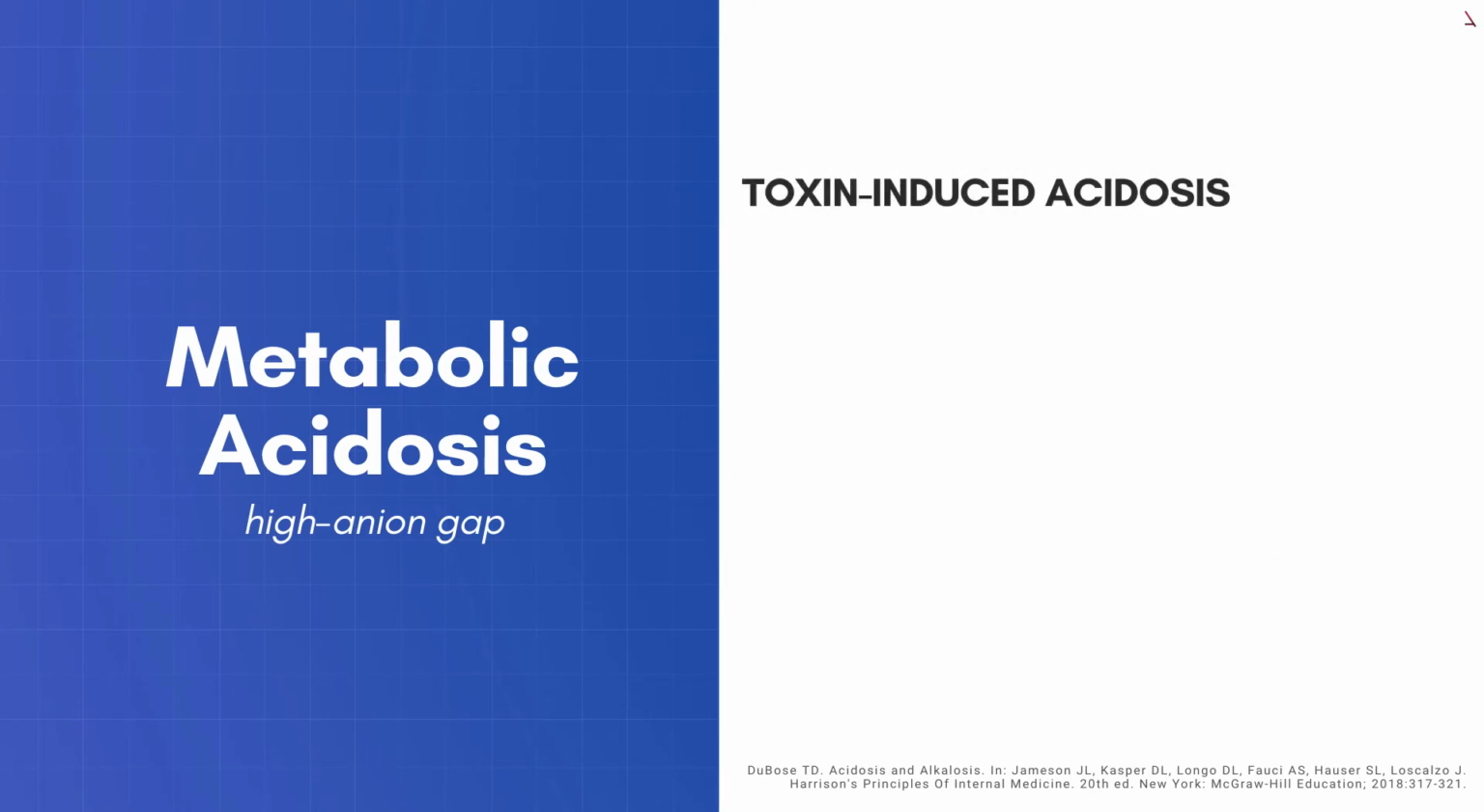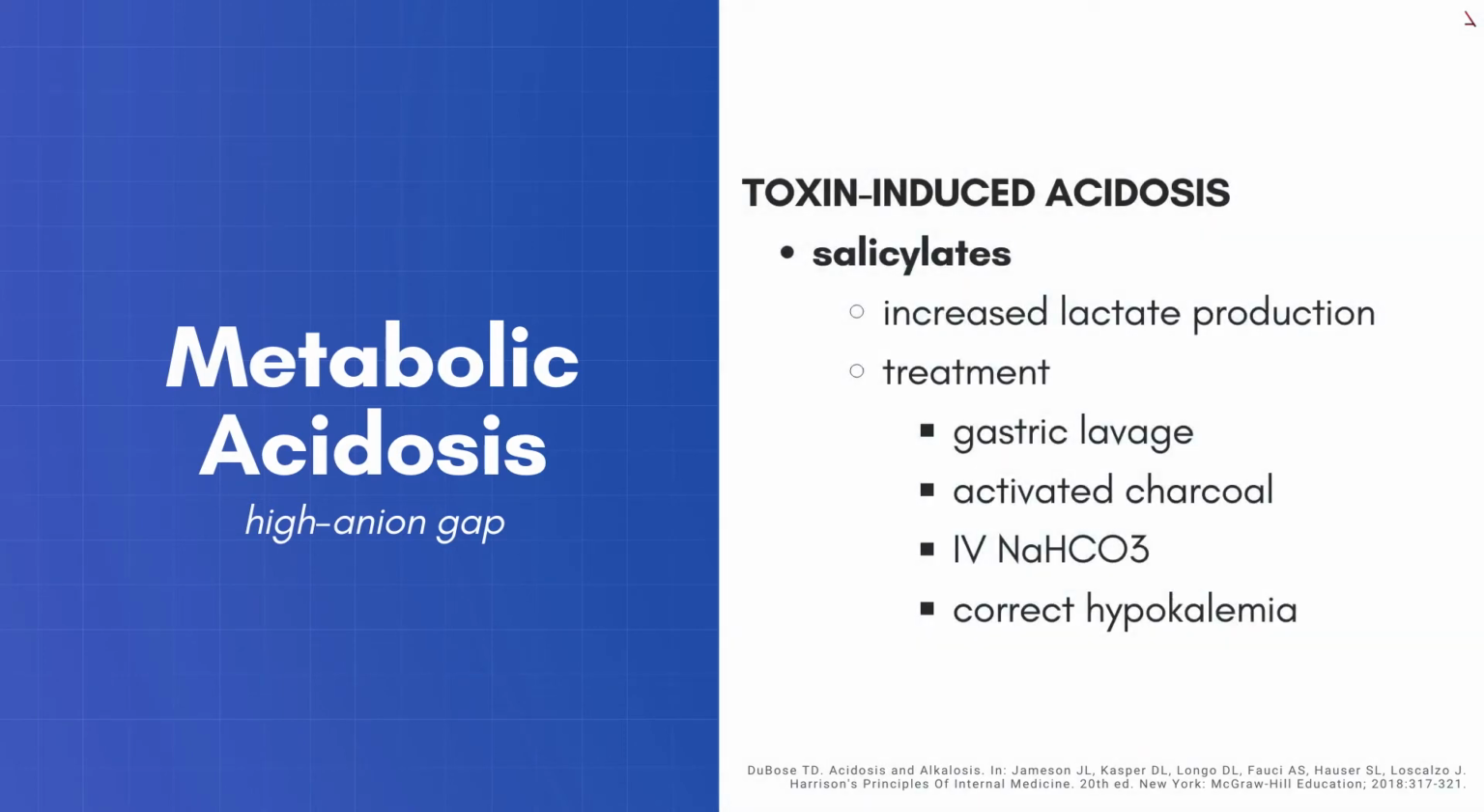Next is toxin-induced acidosis. In salicylate ingestion, there is increased lactate production. The treatment for this is vigorous gastric lavage with isotonic saline, at least 1 round of activated charcoal per nasogastric tube, 1 gram per kilogram up to 50 grams, IV sodium bicarbonate to alkalinize urine and maintain urine output, and to correct hypokalemia if present.